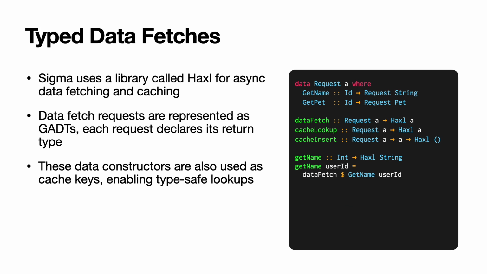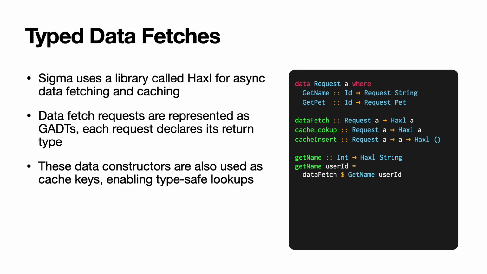This idea of associating type parameters within a function signature is useful in a wide variety of use cases outside of compilers. In Sigma, we fetch data using a framework called Haxl, which automatically parallelizes data fetches and caches the results. Data fetch requests are represented as a GADT, where each request declares what its return type will be. This allows us to have type-safe data fetching and cache lookups.